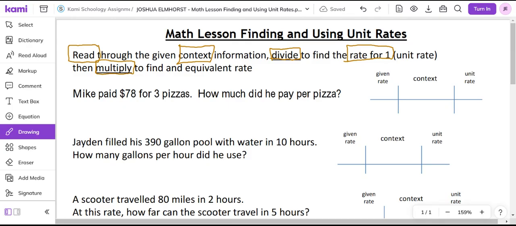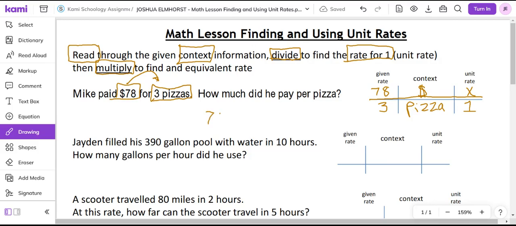So we got the first situation. Mike paid $78 for 3 pizzas. So the context, we have money being paid for pizza. So let's go ahead and fill in the context information. Now we're going to set up the given rate. How many dollars for 3 pizzas? $78 for 3 pizzas. And the unit rate is asking for how many dollars for one pizza.